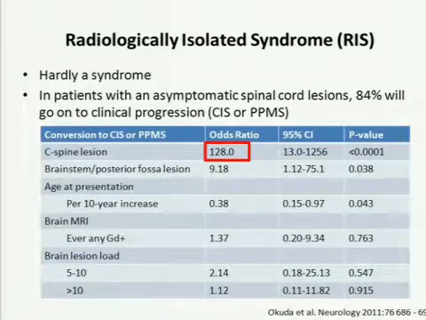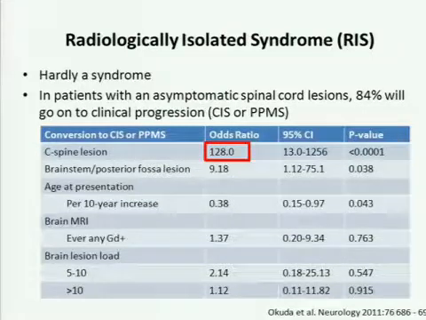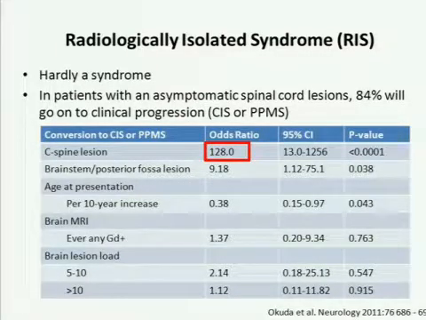I would think about it. Age? Yeah, 30? Could you repeat the question? Oh, so the question was, would you treat isolated optic neuritis? And my answer is yes, but insurance may not pay for it. You have to make an argument.